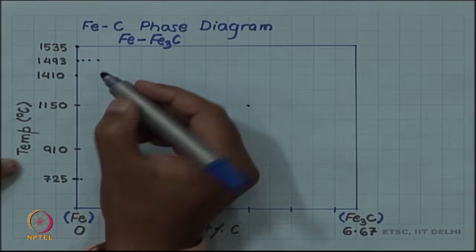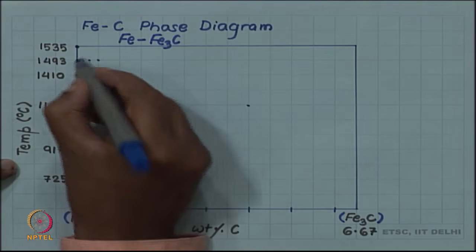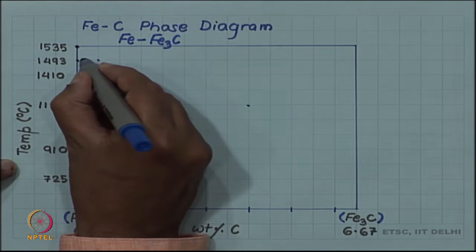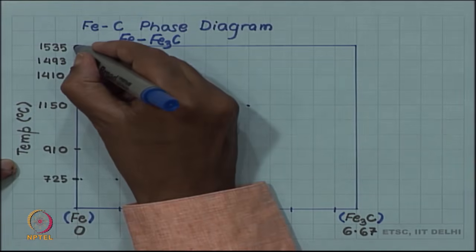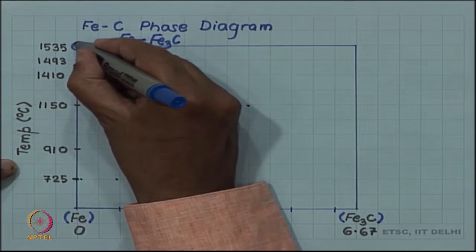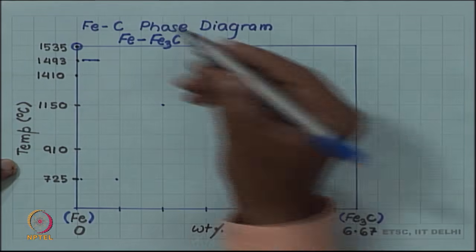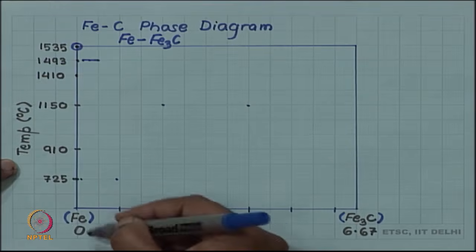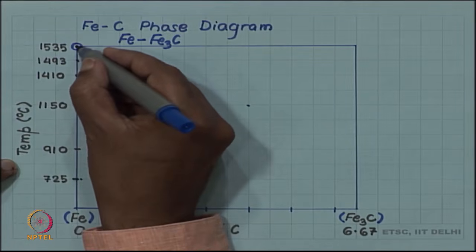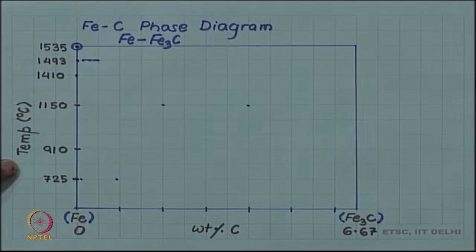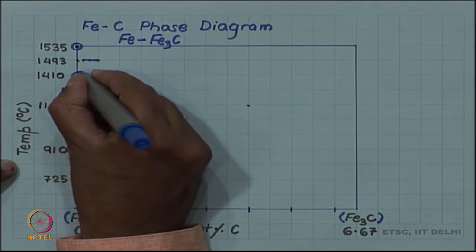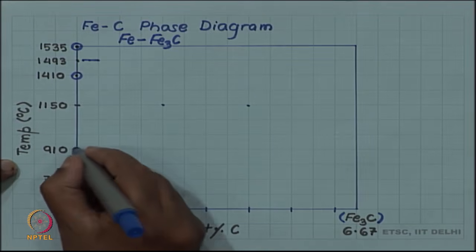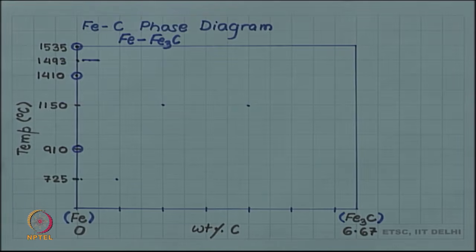The invariant reaction at the highest temperature happens at 1493. So, I have 3 points there. 1535 is the melting point of iron. So, that is an important point. Above that is liquid iron for pure iron. For pure iron 1535 is the melting point. Then 1410 is a solid state transformation and 910 is another solid state transformation. We will talk about that.